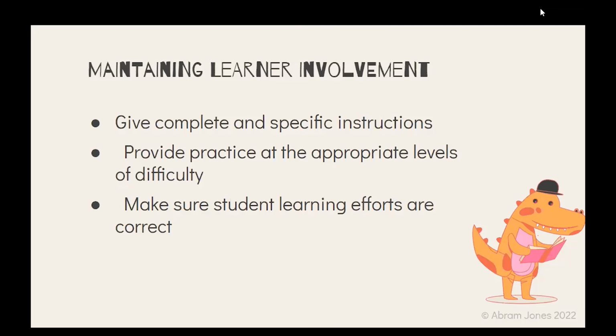So for younger students, for younger people, a couple of things that we can do include giving complete and specific instructions. We set them up for success. They will feel less lost, probably. We also need to provide practice at the appropriate levels of difficulty. Right, the classroom teacher can help us out with that. We also need to make sure student learning efforts are correct. We're checking in, we're validating, we're reality checking.